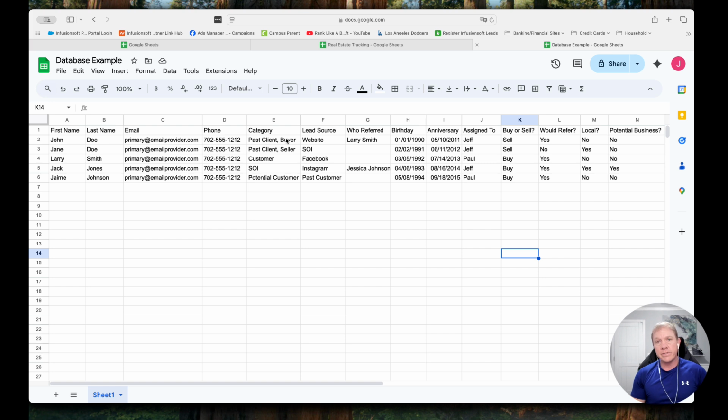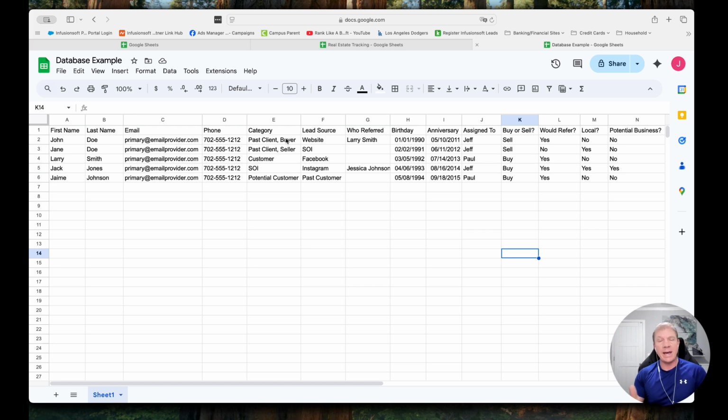Now, in the CRMs that we utilize, we actually use the category more for what kind of automation they're going to be on. So, for example, if they're a past client, let's say in real estate, and they're a buyer, then I might have them on a particular automation.